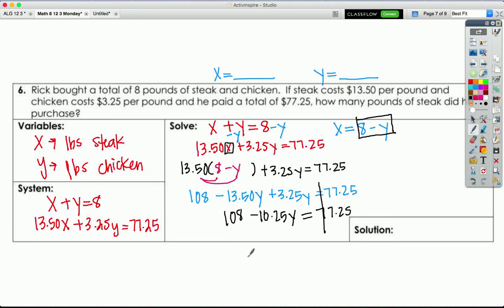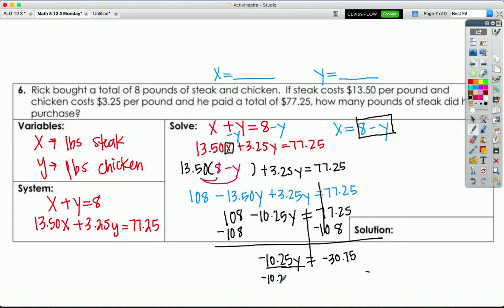Tell me what I need to do next. I need to move this 10,800 first, right? So we're going to subtract 10,800 from both sides. I need to find out what 7725 minus 10,800 is. Negative 3075. And then, since negative 1025 is the coefficient, we're going to divide both sides by negative 1025.